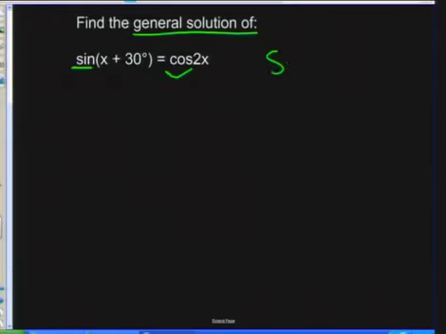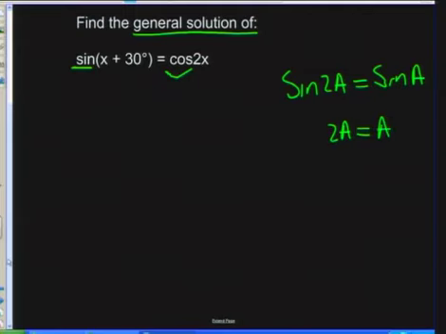The idea is that if you have sine 2a over sine a, you can drop the angle in such a way that you have 2a equals a. The same thing, if you have cos of 2a and cos of a, you can drop the angle. So we have to try to change this into sine or cos. But I like working with the cos. So how can I change this to cos?